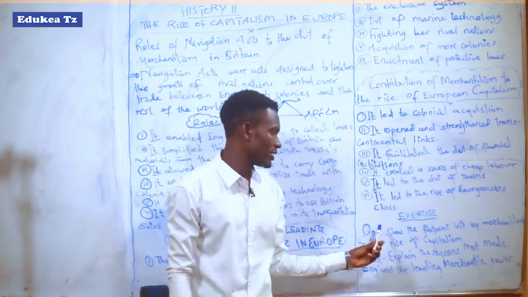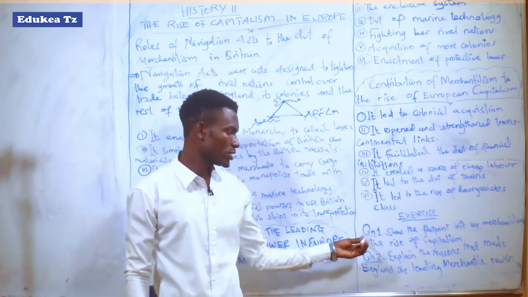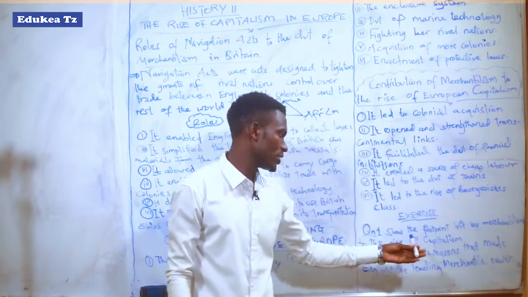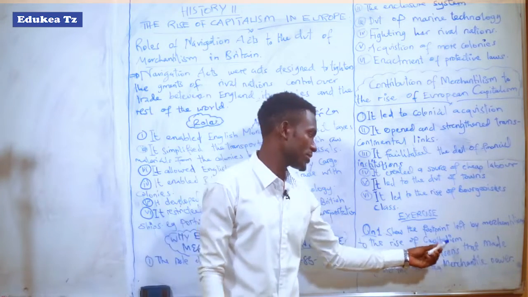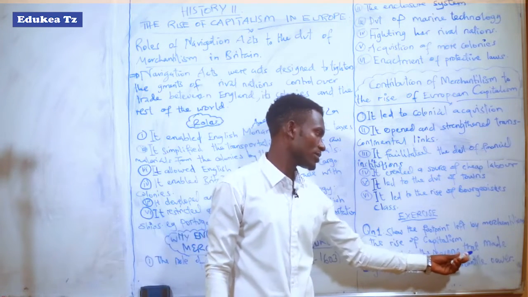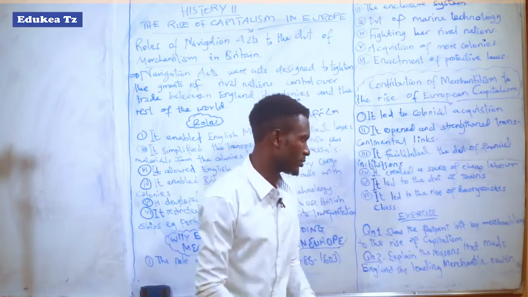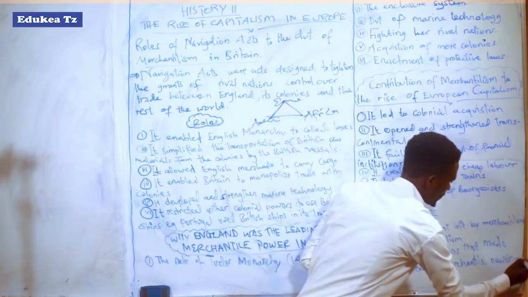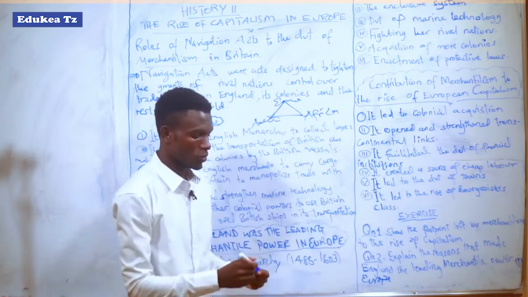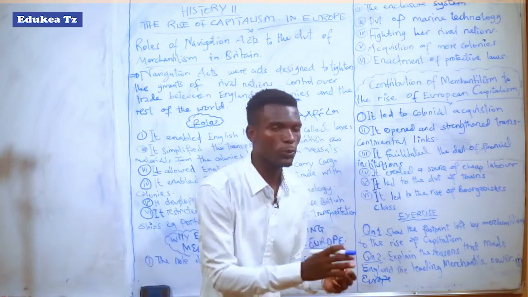After looking at that, there is an exercise here. Two questions. Question number one is to show the footprint left by mercantilism on the rise of capitalism. And the second question is to explain the reasons that made England the leading mercantile power in Europe. So ask yourself those questions, think critically, and come up with answers.